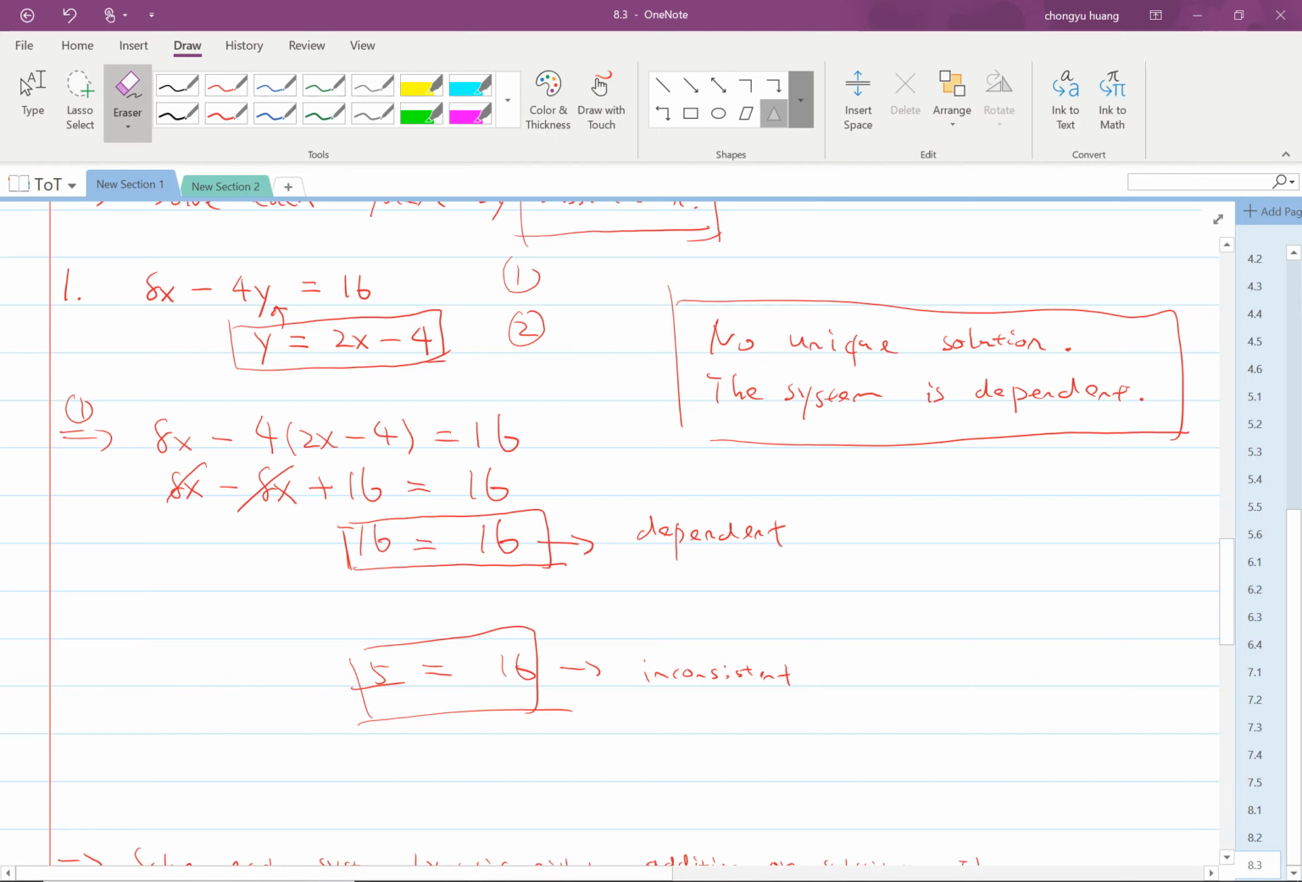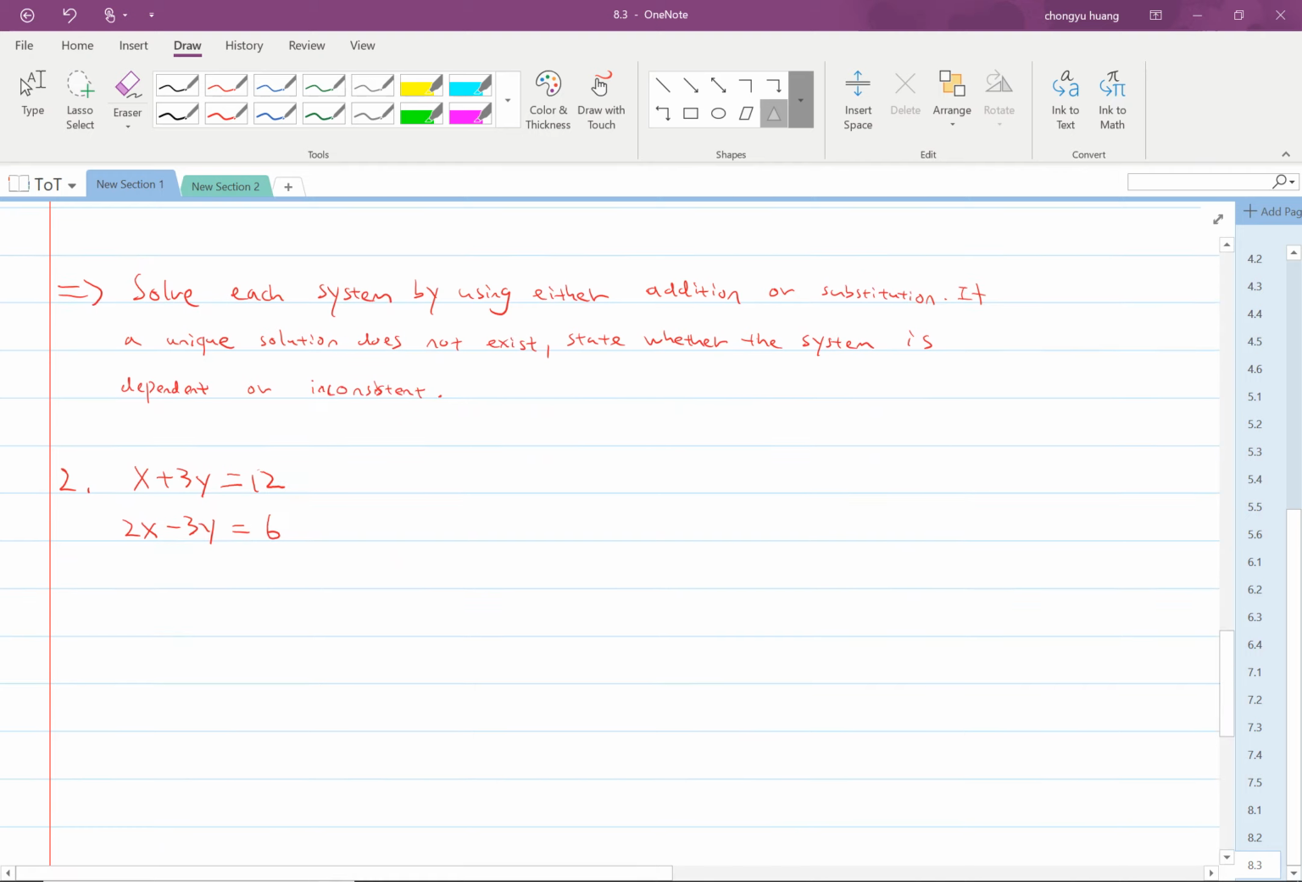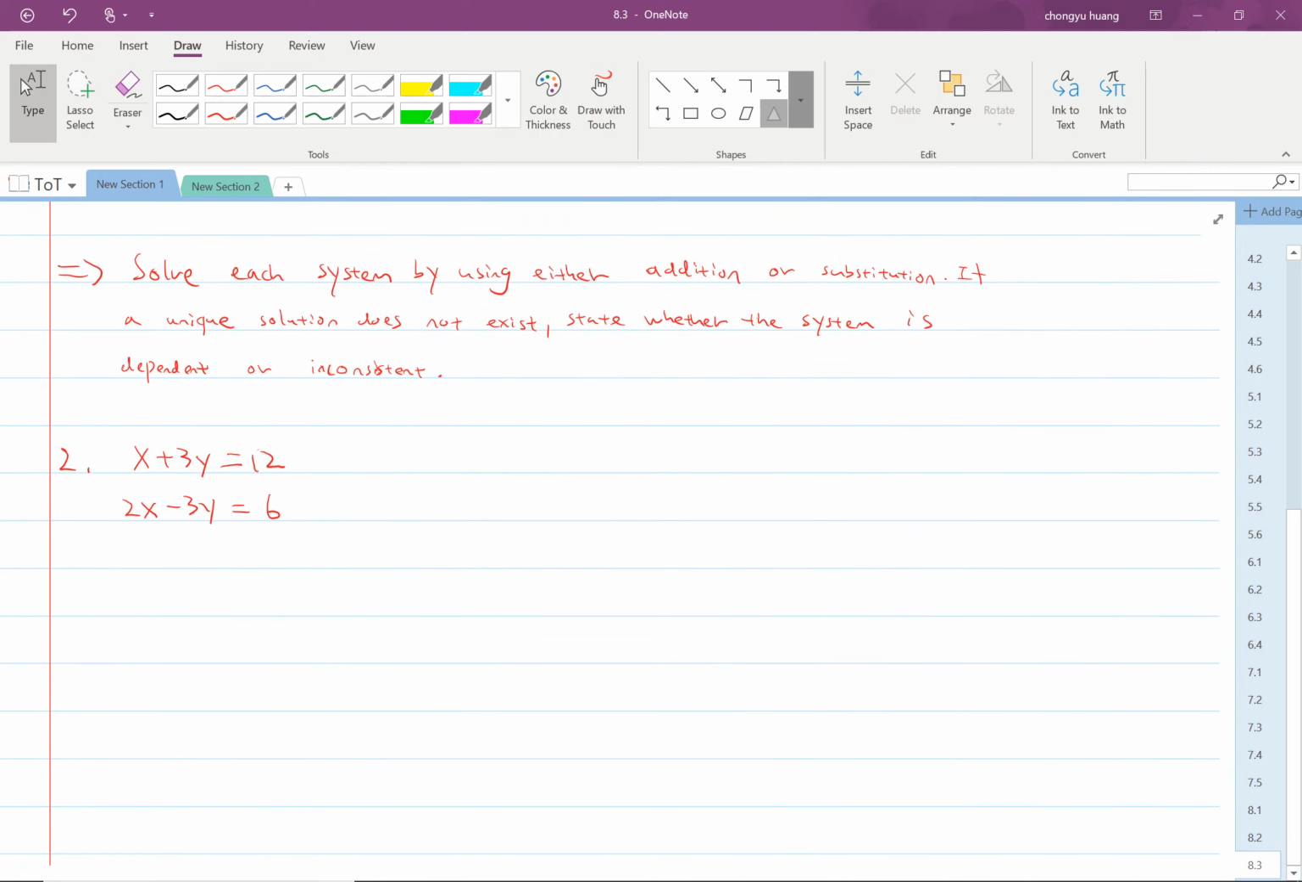So let me remove this part, because those are additional methods, and I don't want to confuse you guys. Okay, now let's move on to the next question. The next 3 problems are about using either the addition method or the substitution method. It says solve each system using either addition or substitution. If a unique solution does not exist, state whether the system is dependent or inconsistent.